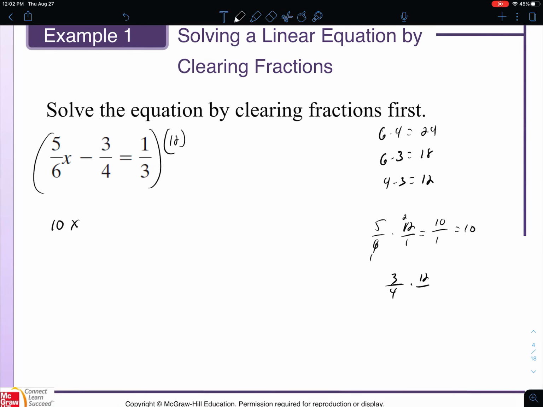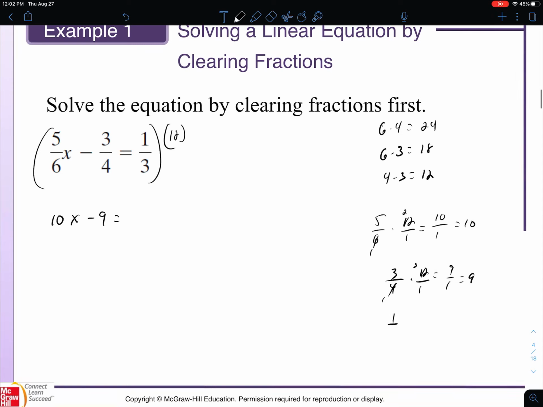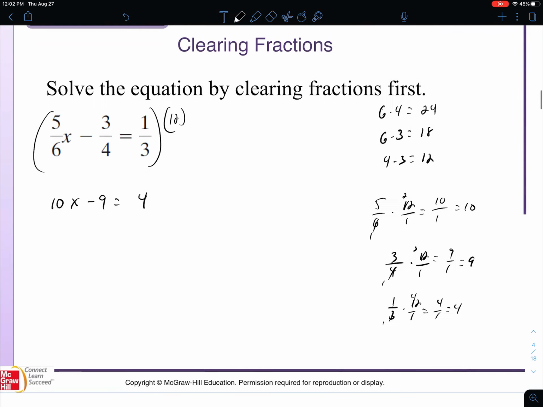I have 3 over 4. 4 goes into 4 1 time, goes into 12 3 times. So that's 9 over 1, which is going to be 9. And then the same thing here, right? I do 1/3 times 12 over 1. That's a 1, that's a 4, that's 4 over 1, which is going to be 4.